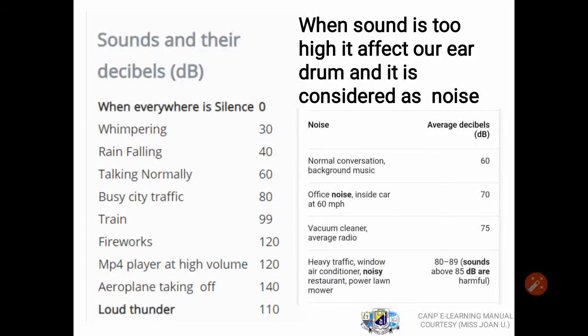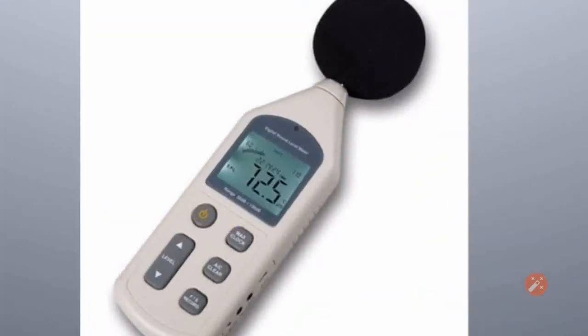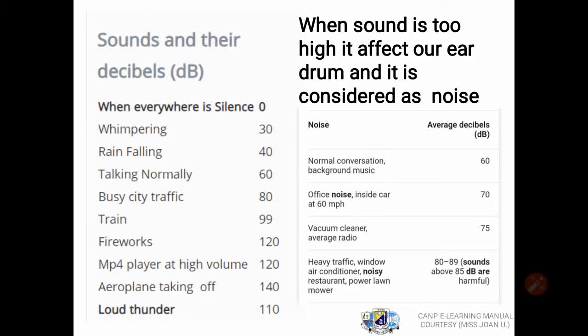Now, let's look at some sounds and their decibels. This device you see is called a sound level meter. When everywhere is silent, the sound level meter will be reading 0 decibel. You can see there's 0 decibel because there is no sound at all. But when we are whispering, like I'm saying something like, "How are you? What is your name?" that is called whispering, the sound level meter will be reading 30 decibel.